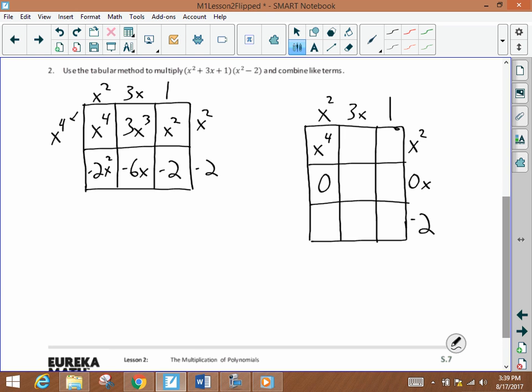But what it does is it allows me to add my like terms diagonally. Right, so x squared times 0x gives me the 0. X squared times negative 2, again, negative 2x squared. So I'm going to just continue to fill this in just like I did before, except for now I'm going to have a row of zeros.